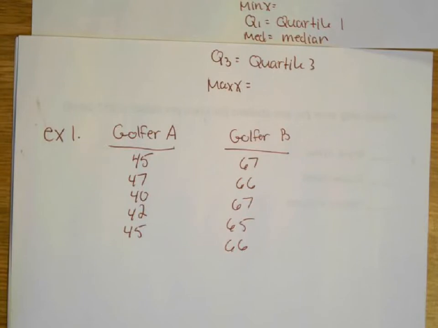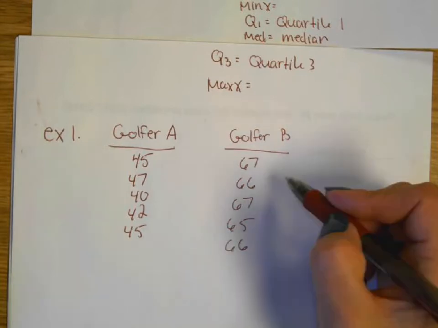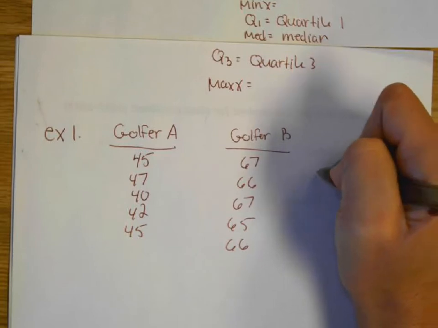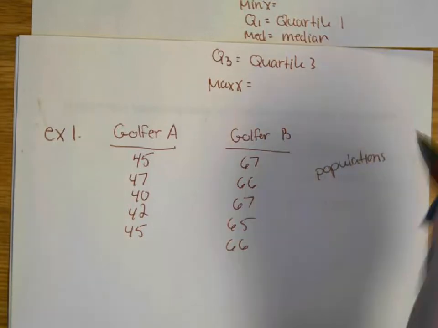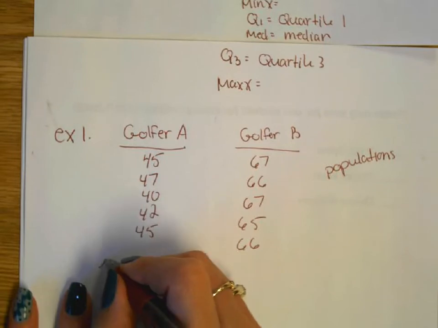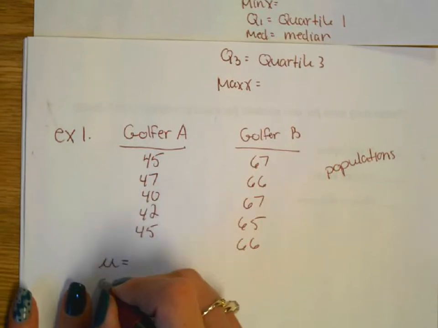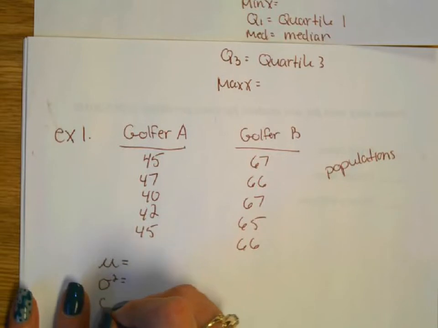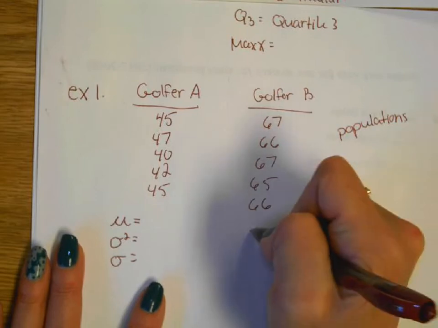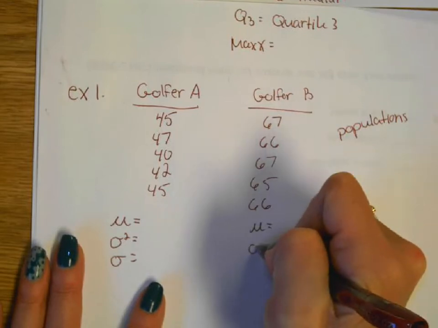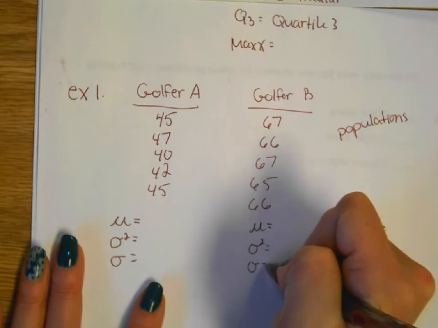Okay, I would like you to find the mean, variance, and standard deviation for each of these golfers. And these are going to be population data sets. These are considered populations because it is all of their scores for this season. So these are populations. So I would like golfer A's mean score, variance, and standard deviation. And notice my notation is matching population values. Same thing for B. And we're going to use the super shortcuts.